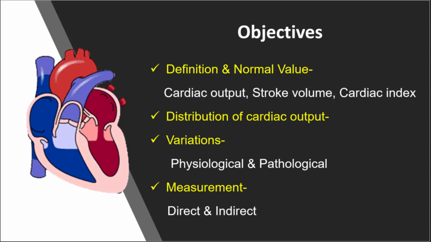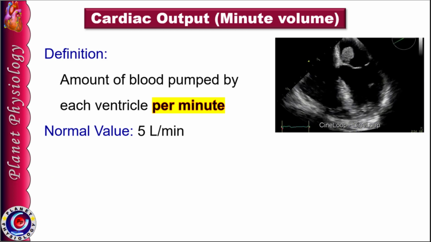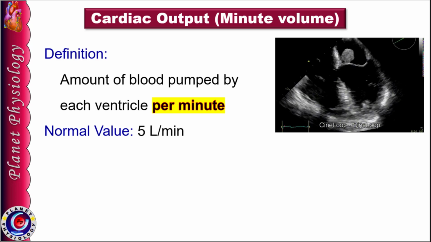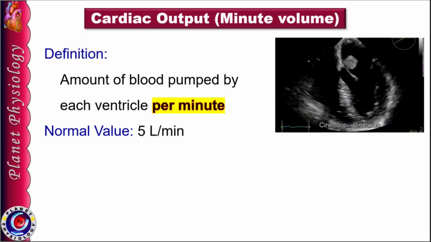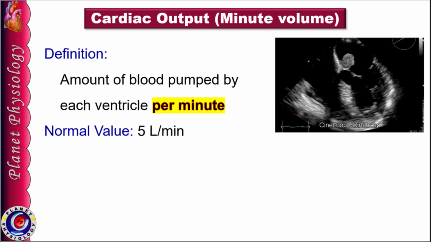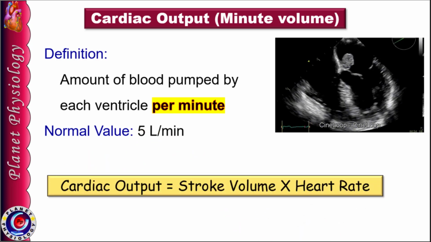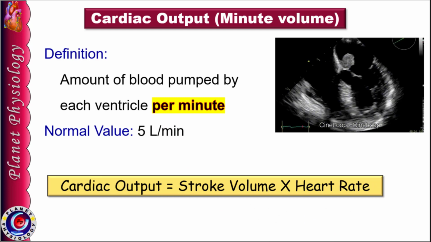So let's begin with the definition of cardiac output. Cardiac output is defined as the amount of blood pumped by each ventricle per minute. Its normal value is about 5 liters per minute. Since cardiac output is usually expressed as the volume per minute, it is also called minute volume. Cardiac output is determined by two factors, stroke volume and heart rate.